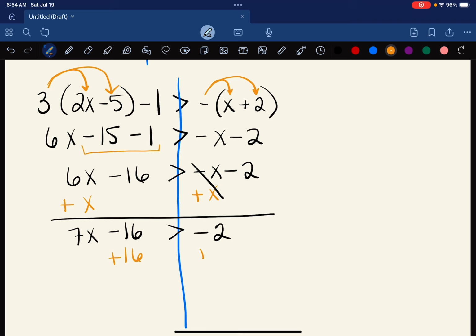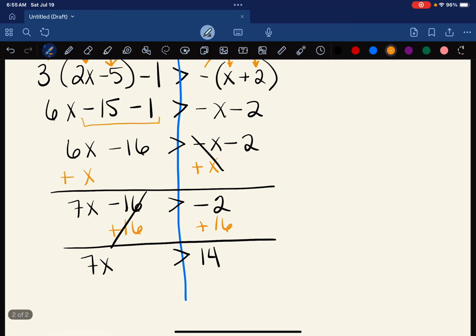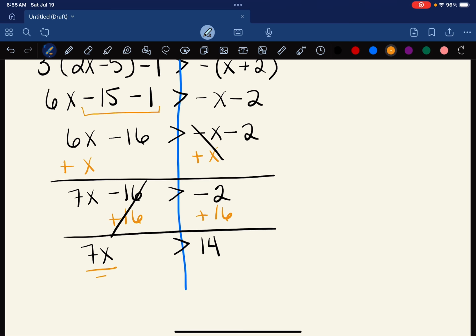Plus 16 on both sides, which gives us 7x. Those cancel to 0, is greater than negative 2 plus 16 gives me 14. So 7x is greater than 14. All I need to do now is divide both sides of my inequality by 7. And ask yourself, did you multiply or divide by a negative? Obviously we did not, so we do not flip our inequality symbol on this example.